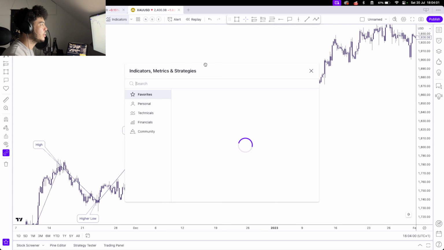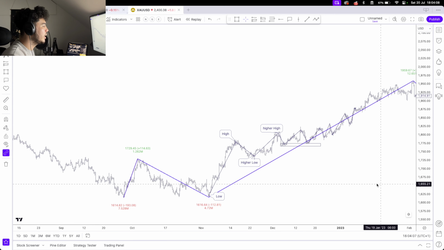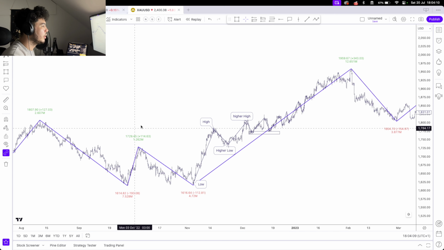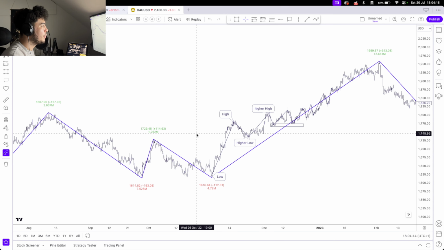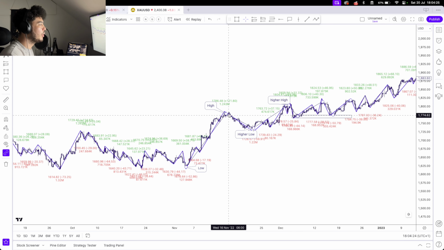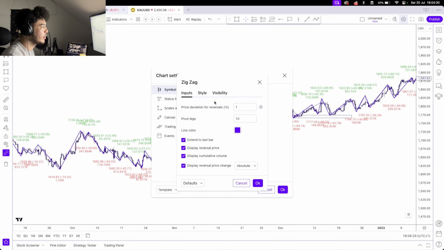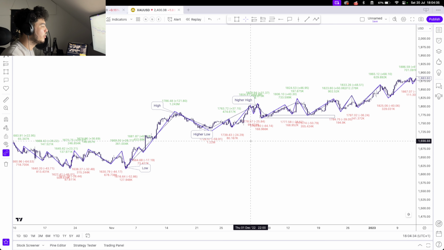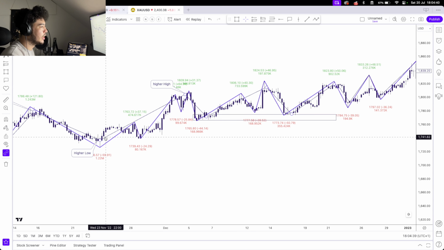If you go onto indicators and type in zigzag, this will line up highs and lows for you. Now this isn't ideal. This is more based on general swing highs, swing lows, so major levels. It won't mark up these perfect highs and lows as I've done it. However, if you change this setting in here, let me pull it up. If you change the price deviation for reversals to 1, it will give you very, very accurate pullbacks. So you can see it's done exactly as I've drawn it.